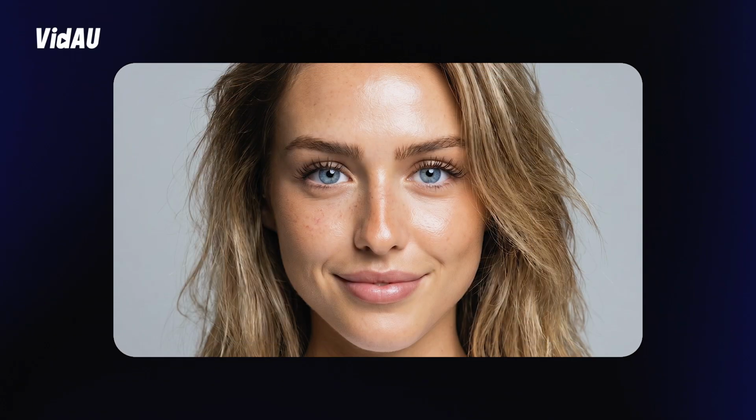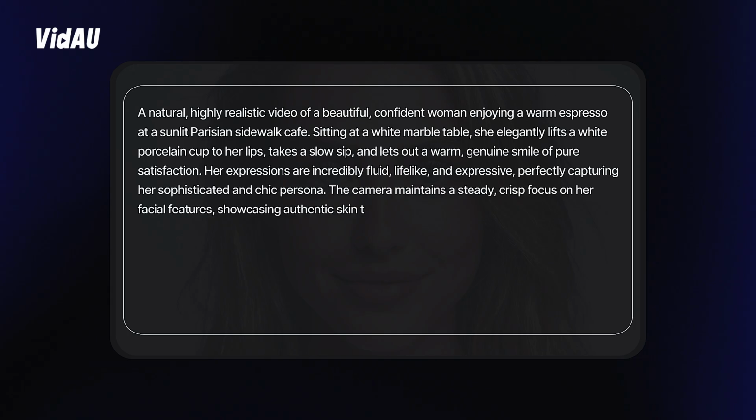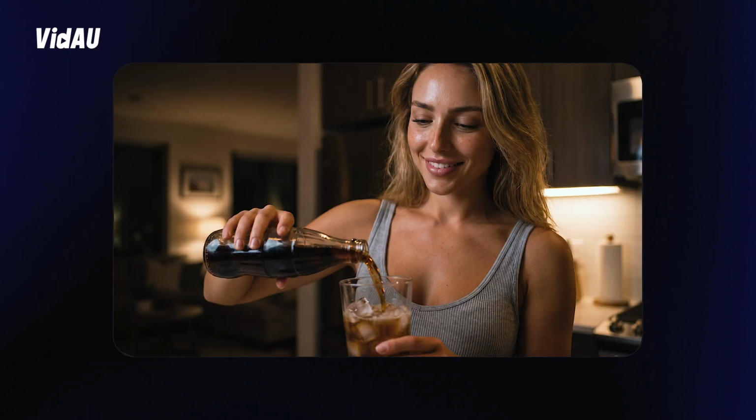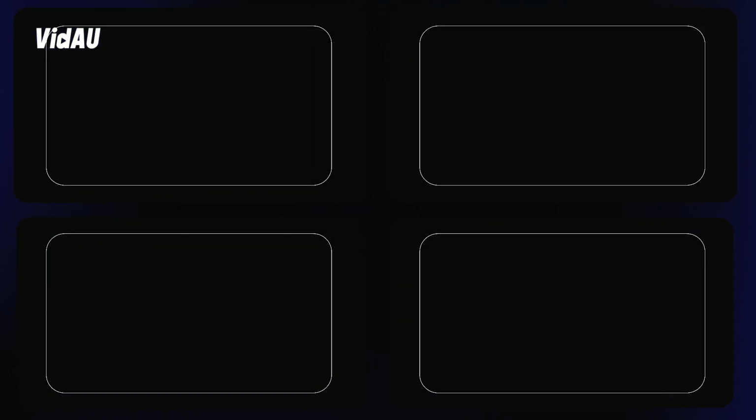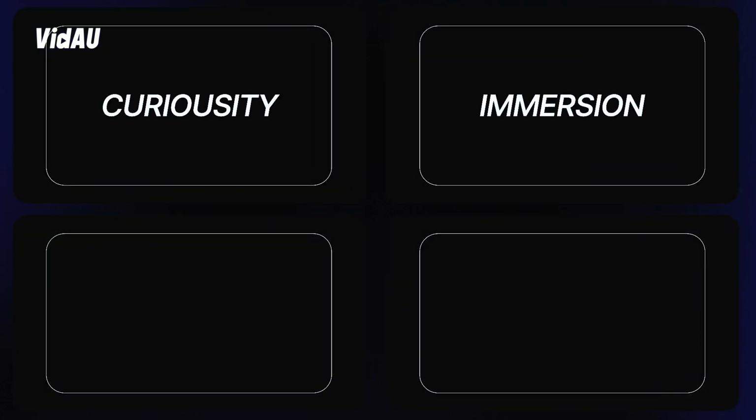Before you create an AI avatar, before you write a single prompt, before you generate one image, you need the story figured out first. And honestly, it doesn't need to be complicated. It just needs 4 things: curiosity, immersion, reveal, and twist. Let's go through them. First, curiosity.